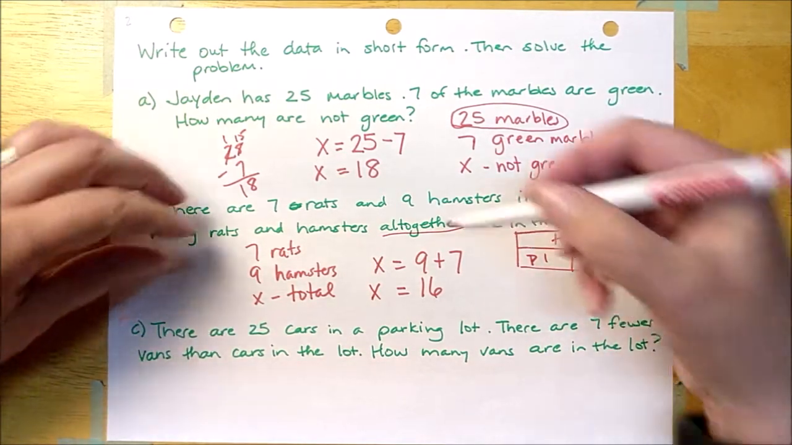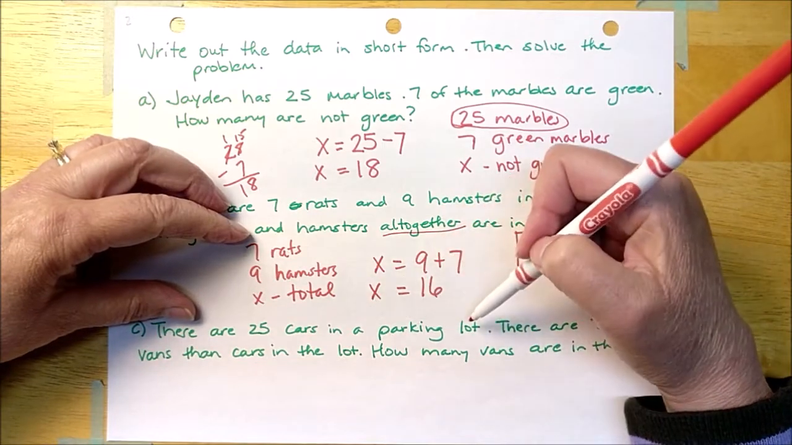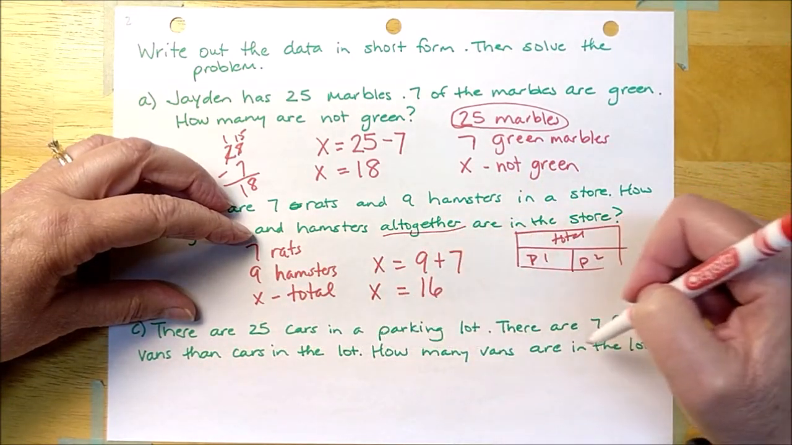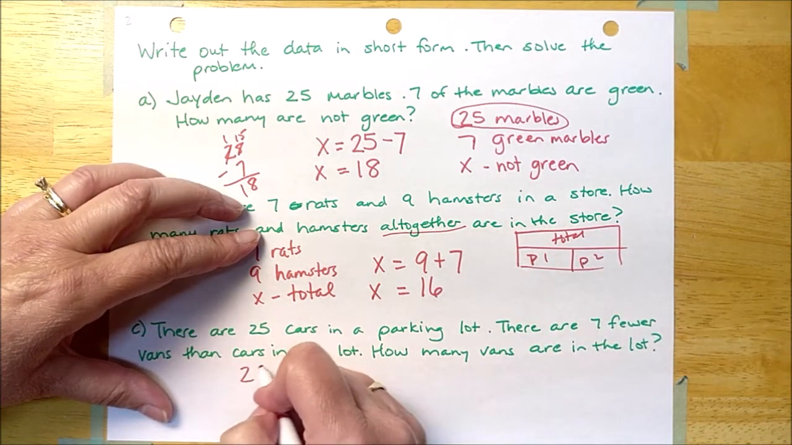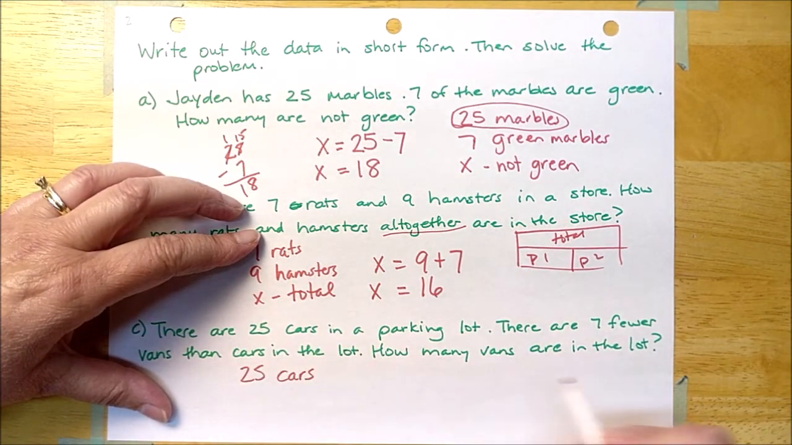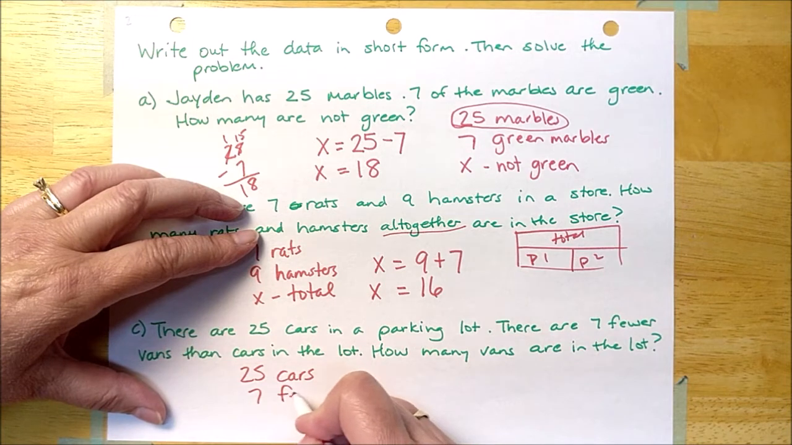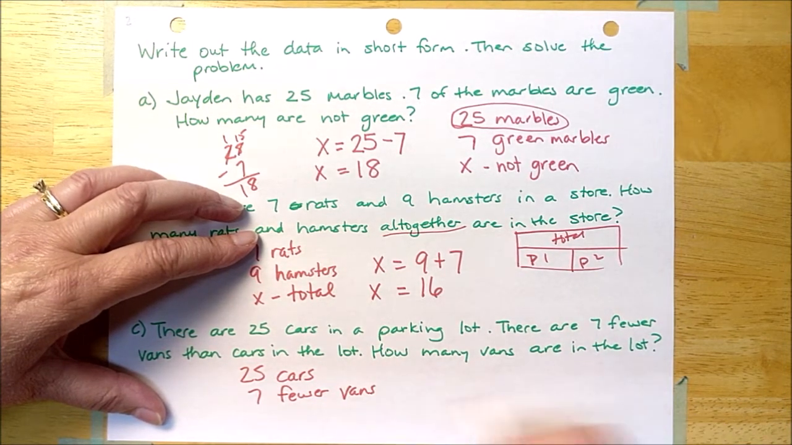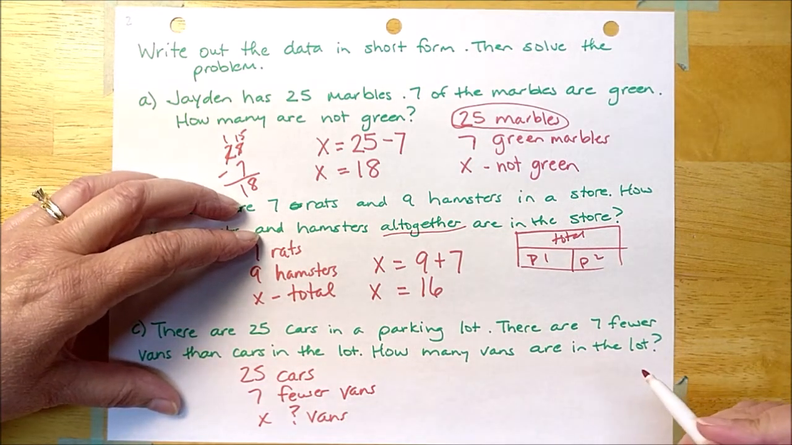Here's the last one. There are 25 cars in a parking lot. There are 7 fewer vans than cars in the lot. How many vans are in the lot? So I got 25 cars. I got 7 fewer vans, and I want to know how many vans there are. That's my question, X vans.